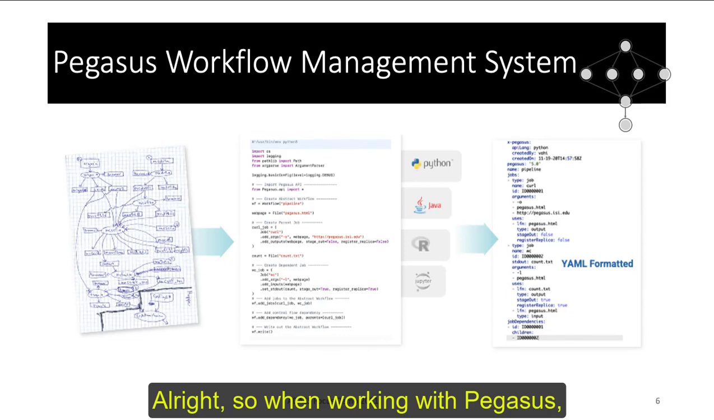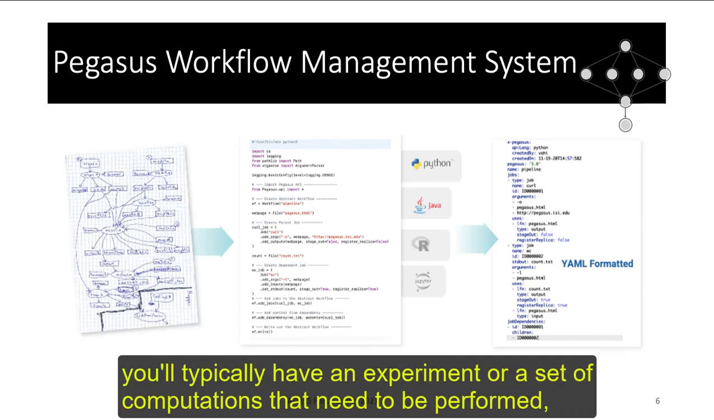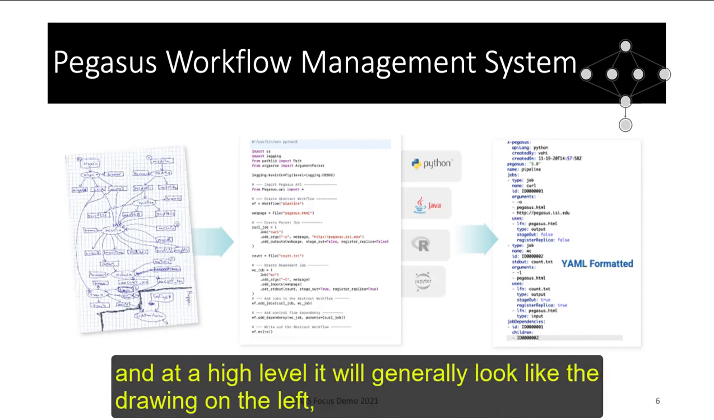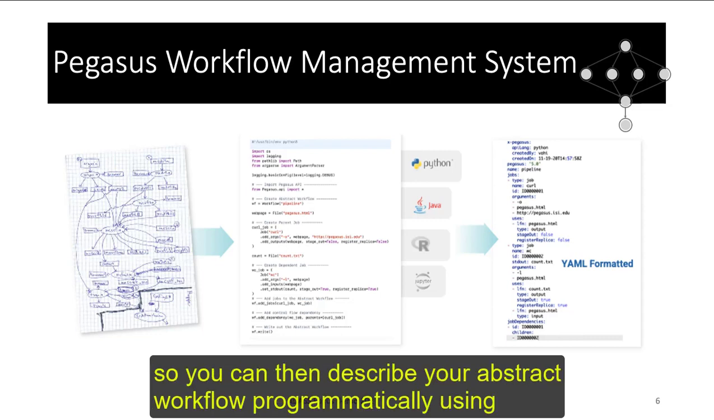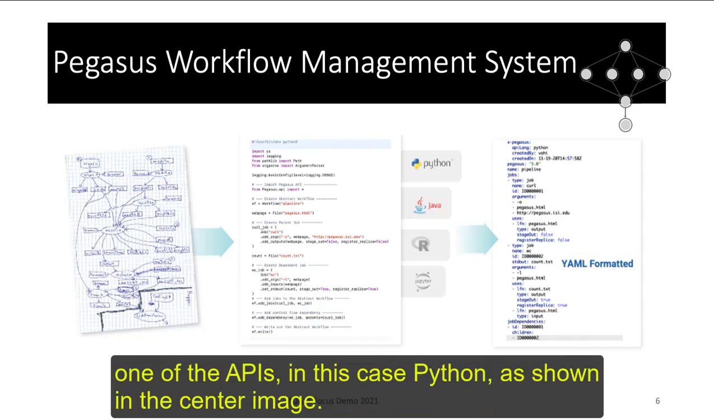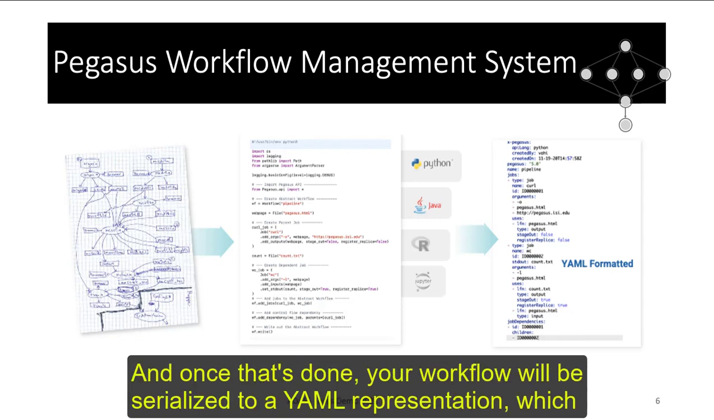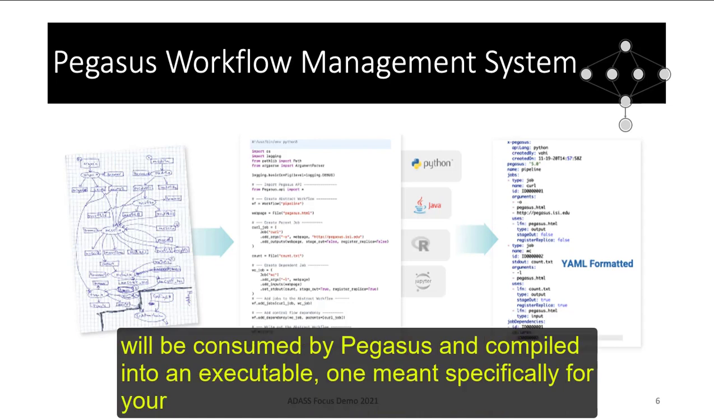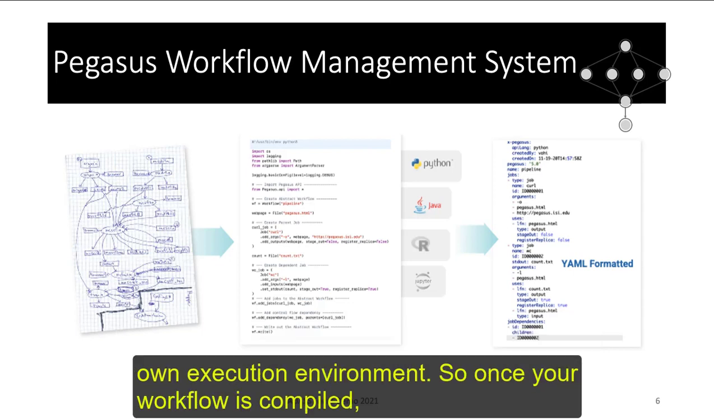Alright, so when working with Pegasus, you'll typically have an experiment or a set of computations that need to be performed, and at a high level it will generally look like the drawing on the left. You can then describe your abstract workflow programmatically using one of the APIs, in this case Python, as shown in the center image. And once that's done, your workflow will be serialized to a YAML representation, which will be consumed by Pegasus and compiled into an executable one meant specifically for your own execution environment.